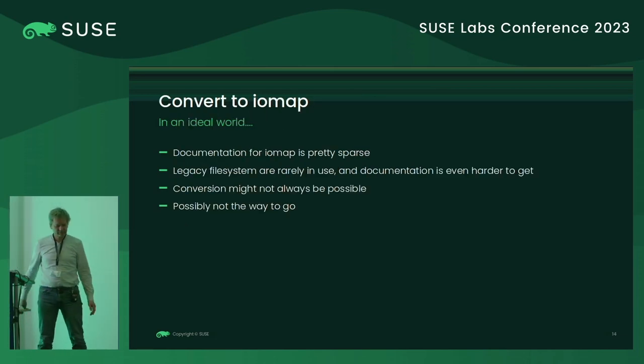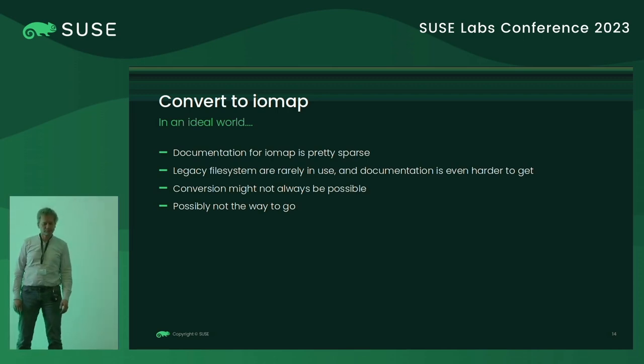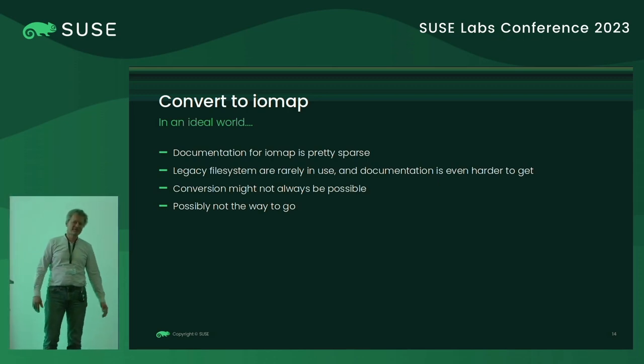So, in an ideal world, of course, we would be moving over to IOMAP. But then, the documentation isn't that great. One could even say non-existing. Christoph obviously couldn't care less because he knows what's going on, so why should he document what he already knows?